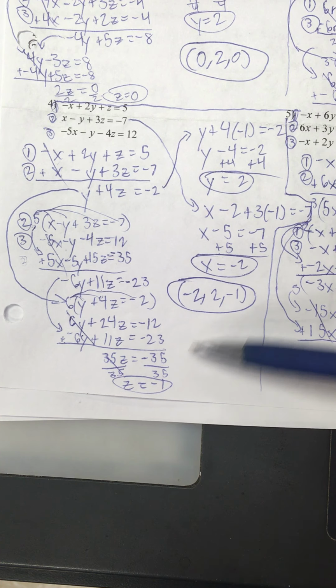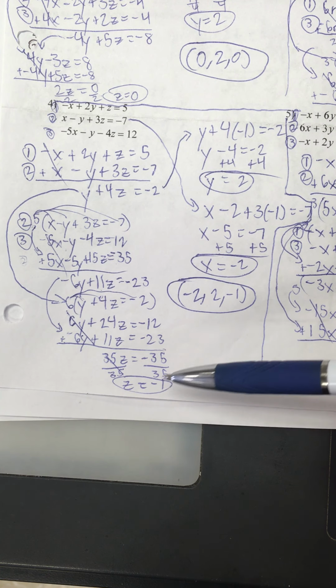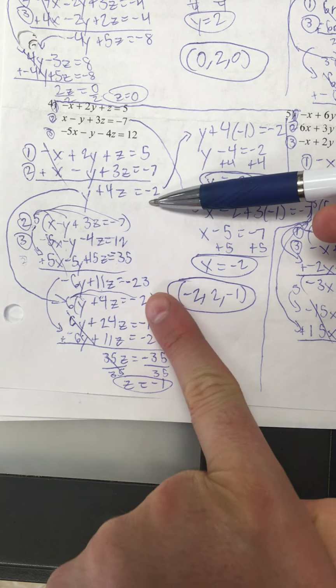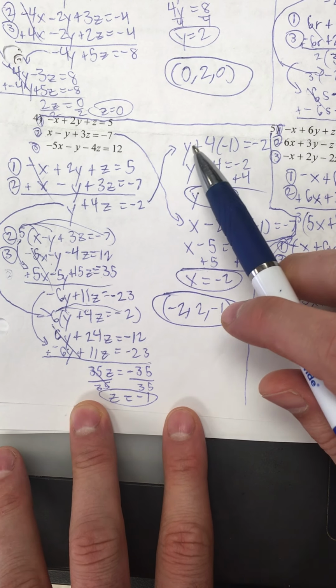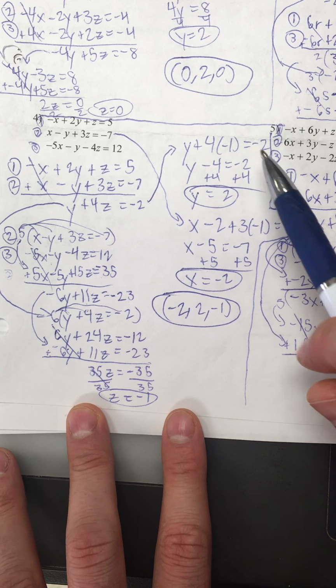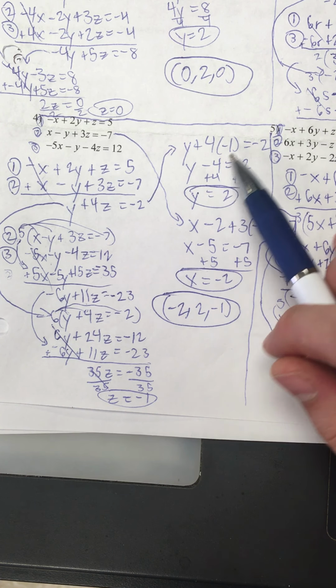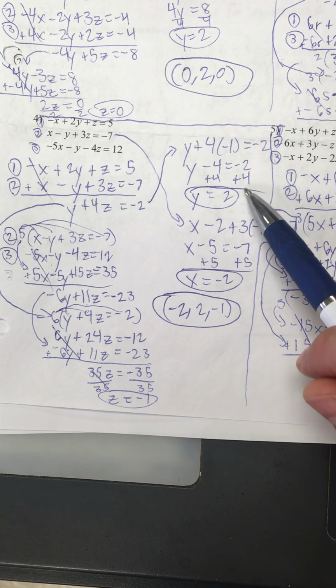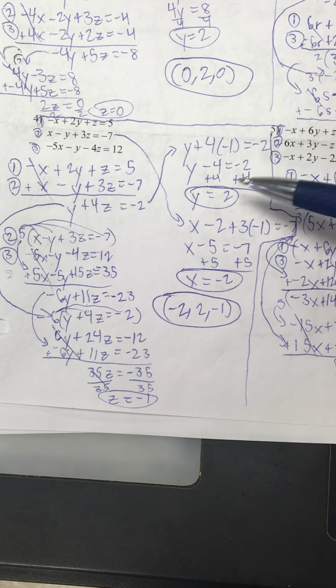Then once I know the first part of my answer, again, go back to one of the little equations. I use that one. y plus 4z equal negative 2. So plug in negative 1 for that z. y plus 4 times negative 1 gives me negative 2. And then work that out. 4 times negative 1, that's negative 4. Add the 4, negative 2 plus 4, you get y equals positive 2.